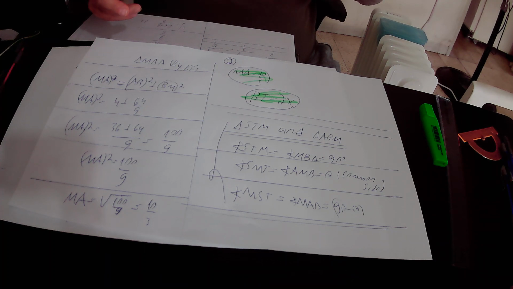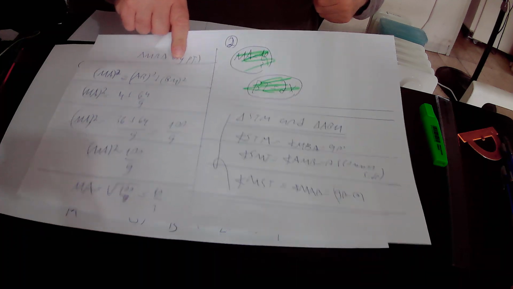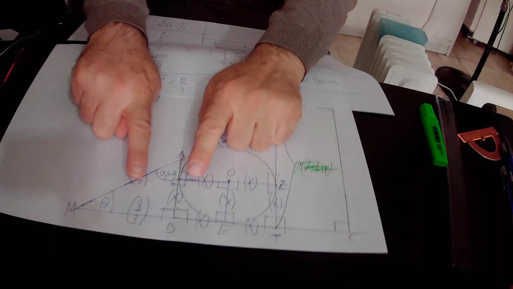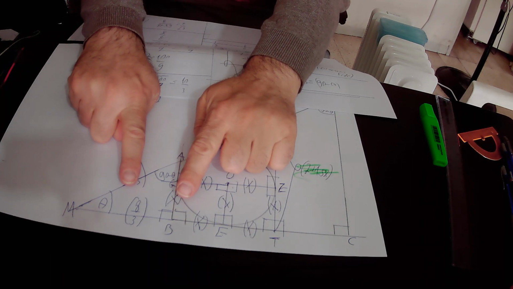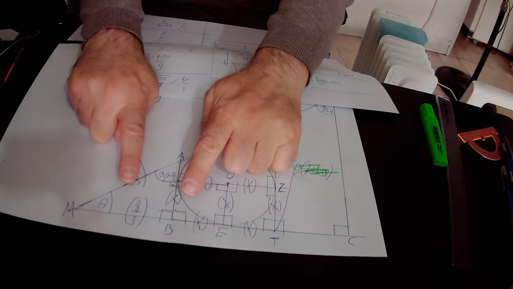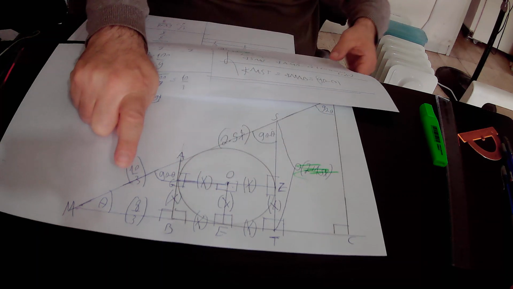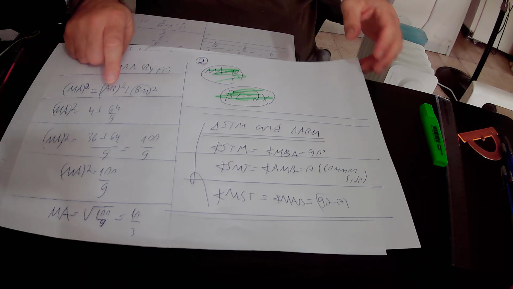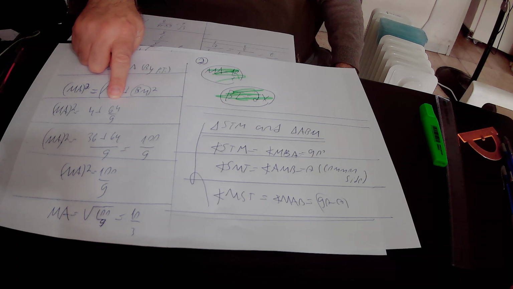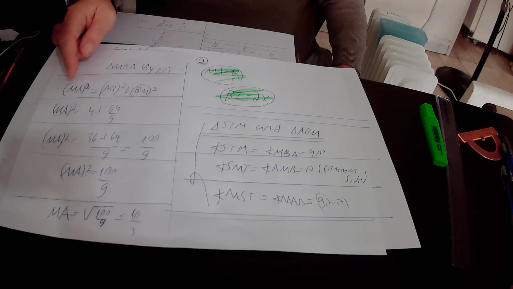So AM square, or MA square, that is the square of the hypotenuse, equals AB square. AB is 2, therefore AB square is 2 squared, that is 4, plus BM square. We just found out that BM equals 8 over 3, therefore BM square is 8 over 3 squared, that is 64 over 9. So MA square equals 4 plus 64 over 9.